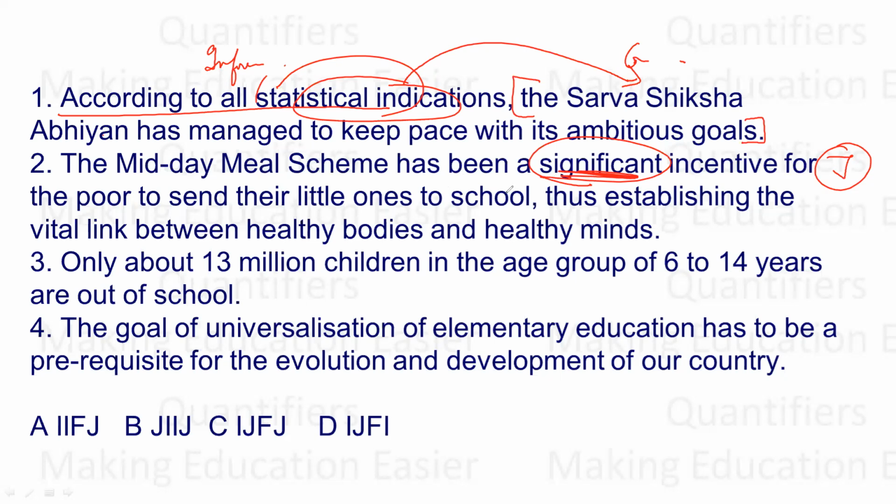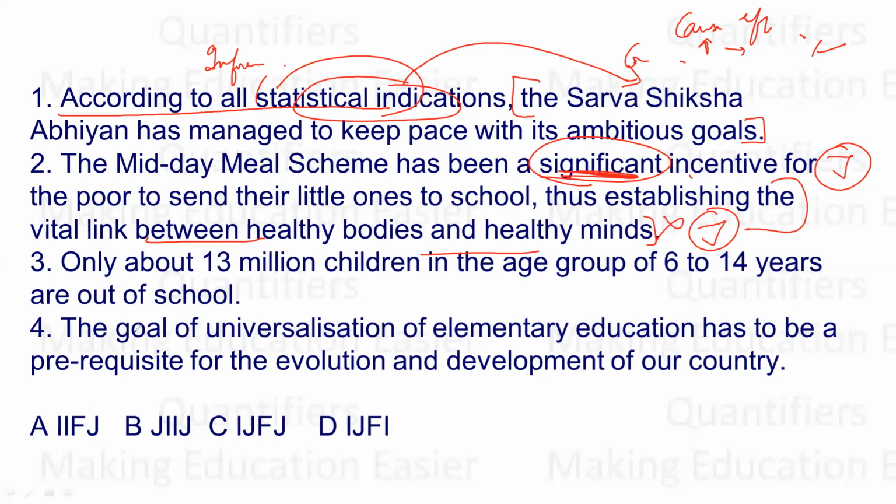It has been a significant incentive, thus establishing it is not a type of cause and effect. What is the cause here? That the midday meal scheme has been a significant incentive. Is this a cause? And the result is that it is a vital link between healthy bodies and healthy minds. So this is not the case. This is the kind of opinion of somebody. Its significant incentive is a judgment, and the vital link between healthy bodies and healthy minds cannot be verified. It is just again the opinion of somebody. So that is the reason that this statement better qualifies as a judgment.